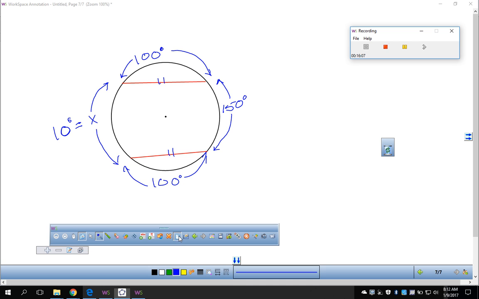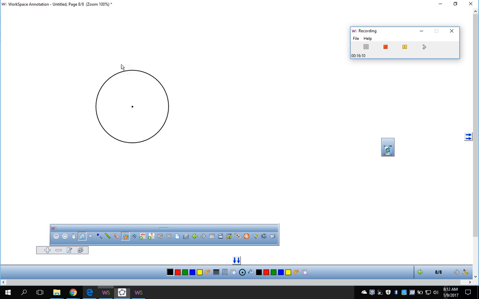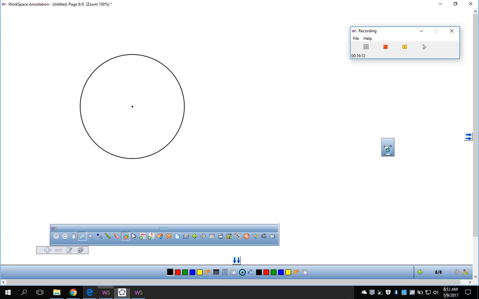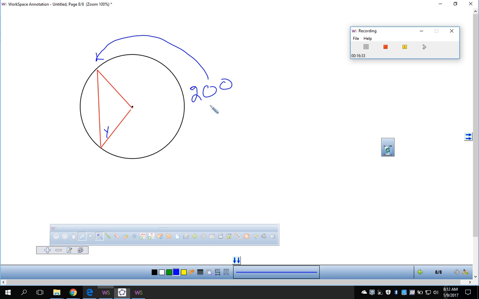So one more example. Say I have a circle that looks like this, and I have a triangle at the center of the circle. And then I tell you, I call this little angle here y. And I tell you that this arc from here to here is 200 degrees. Find y. Who can tell me how I can find y? You're going to have some homework like this. How am I going to find y?